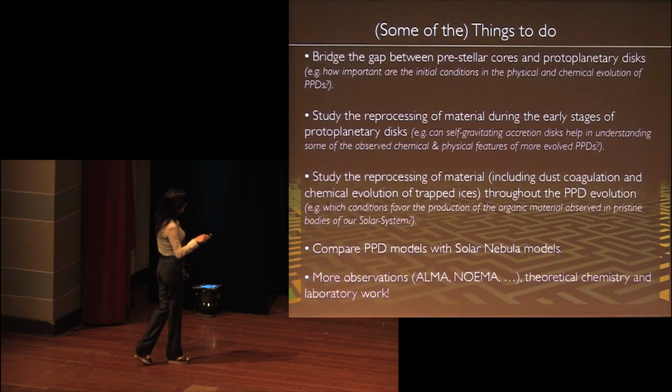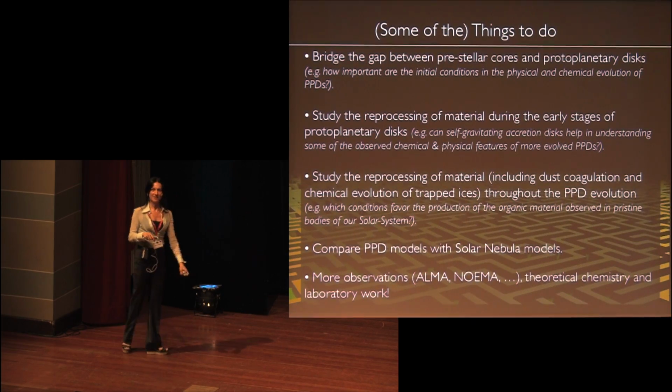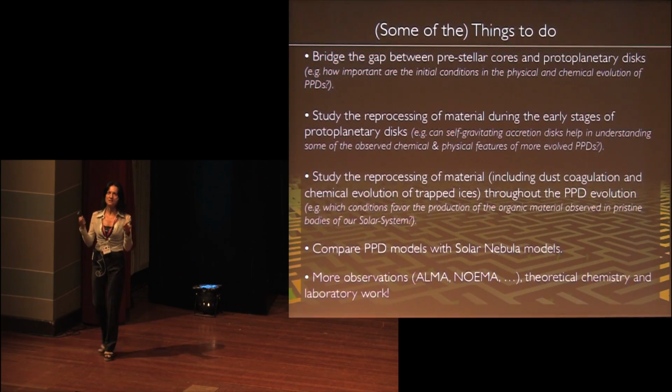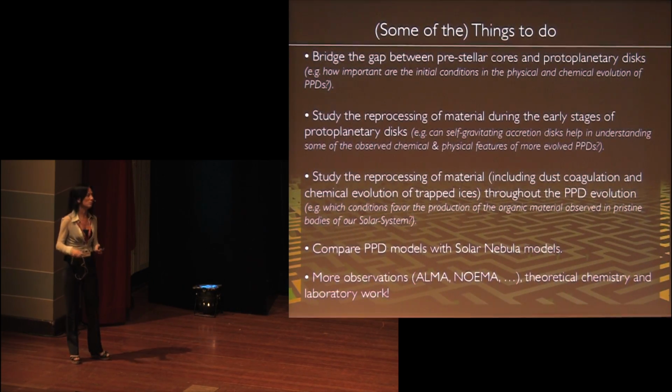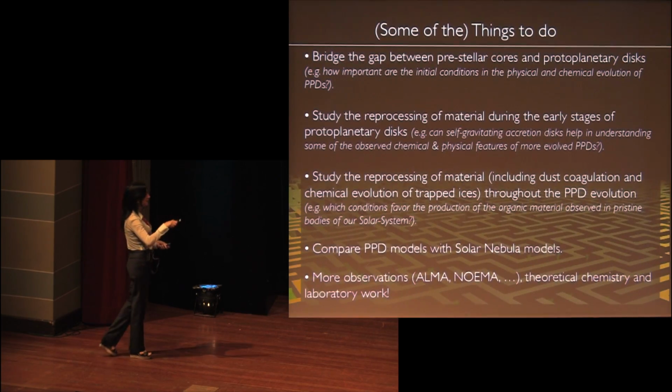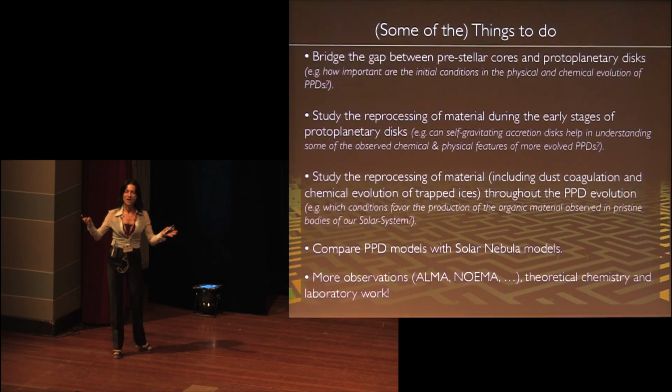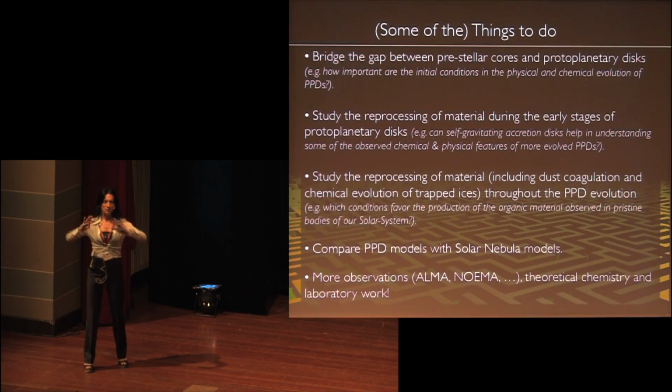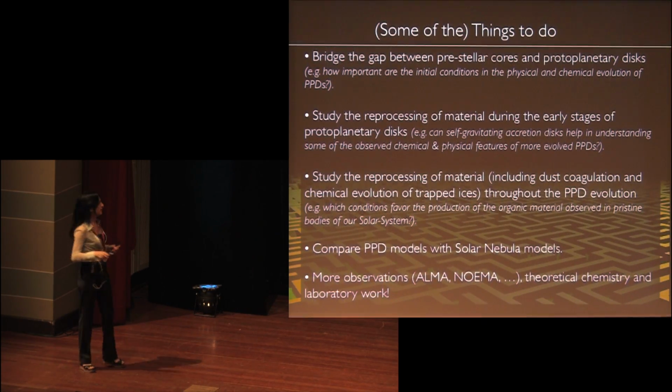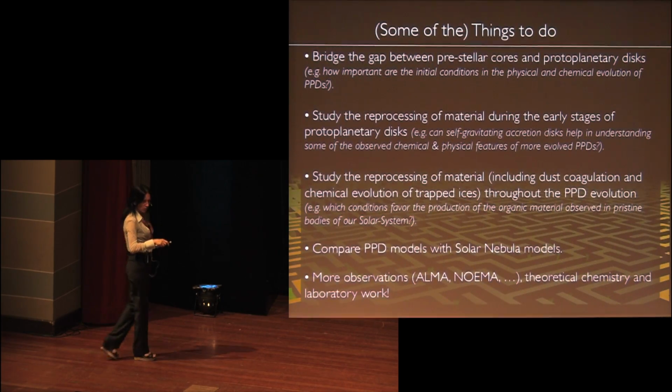And then this is another point: compare protoplanetary disk models with the solar nebula models. This is so important because this will start the two communities really to merge. And of course, this is the obvious thing: we need more data to fill the plot that I showed you before. We need more theoretical chemistry. We need more laboratory work.